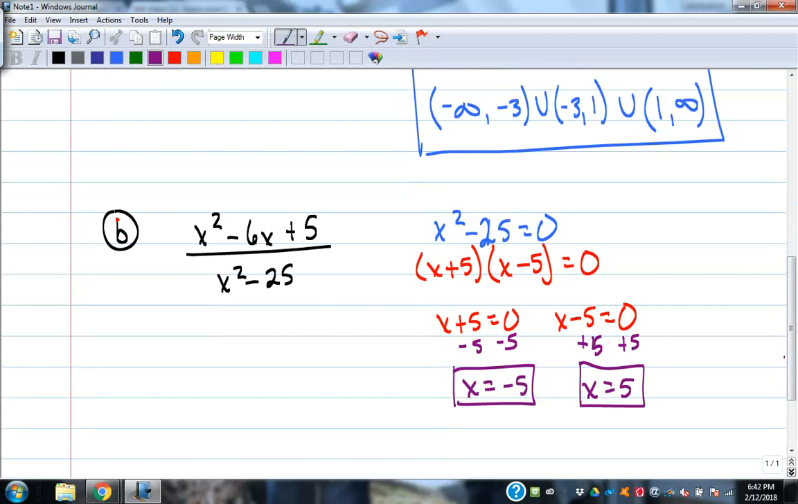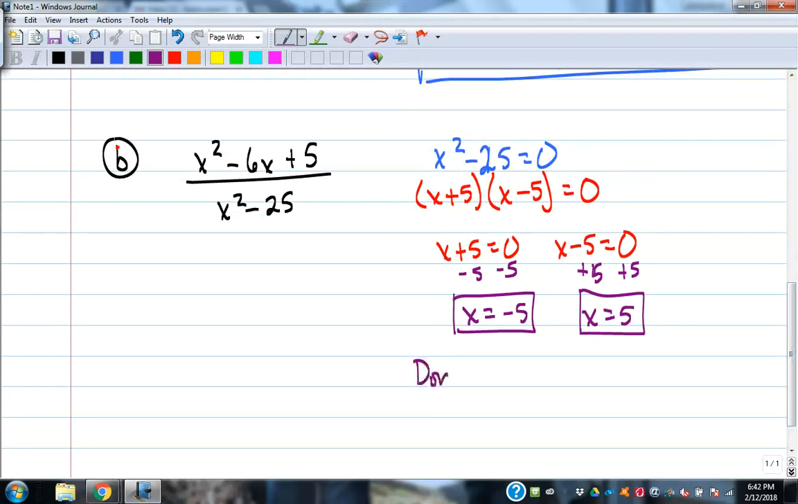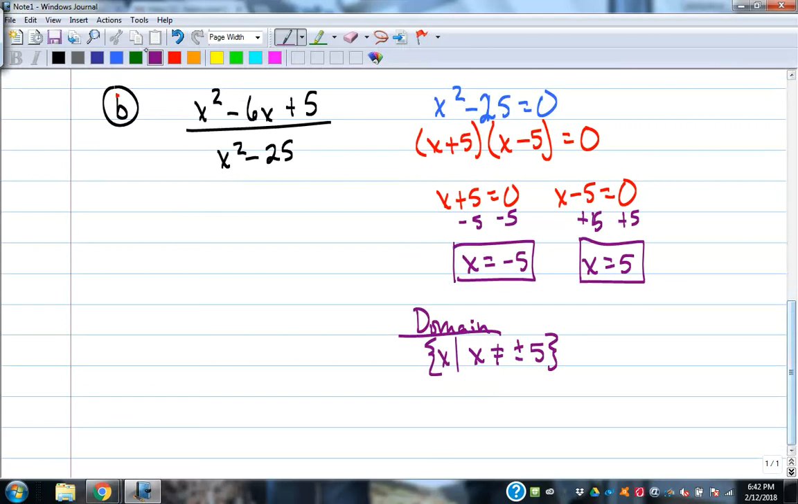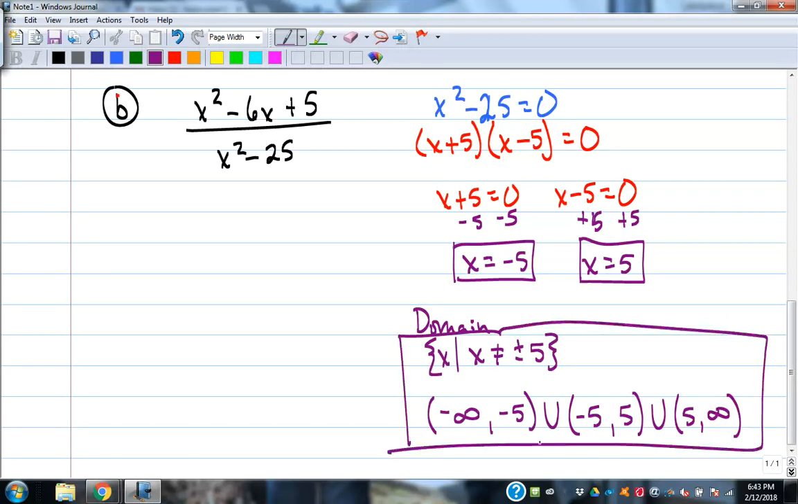Okay. Now, with that, we write our domain again. In set notation, x does not equal plus or minus 5. That's the short way of writing that. And then in interval notation, we go from negative infinity up to negative 5, hop over negative 5, all the way up to positive 5, hop over positive 5. That interval notation is not too much fun to write, but it follows that pattern.